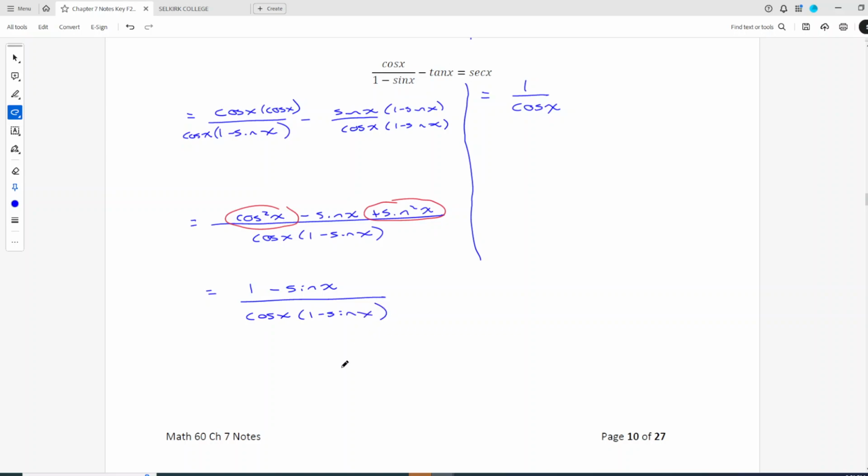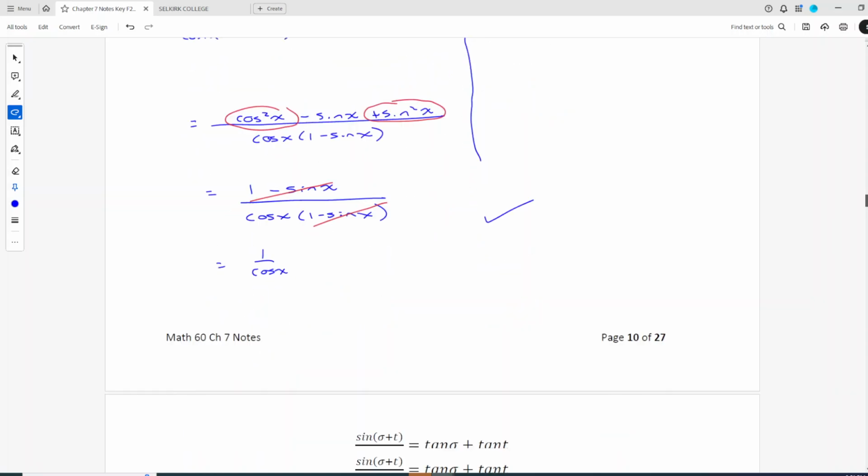And again, be very intentional about showing all of your steps. Even if you can see ahead that this is going to simplify, you have to show that you've replaced cos squared x plus sine squared x with 1, and now you can simplify. So I've got 1 minus sine x, simplifying with a 1 minus sine x, and I'm left with 1 over cos x. And so I'm good. Left side is equal to right side.